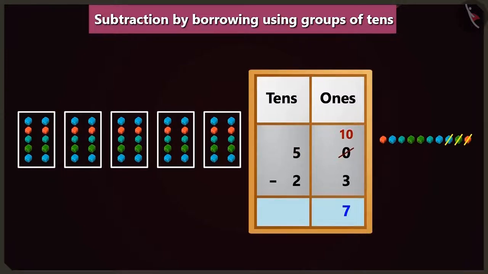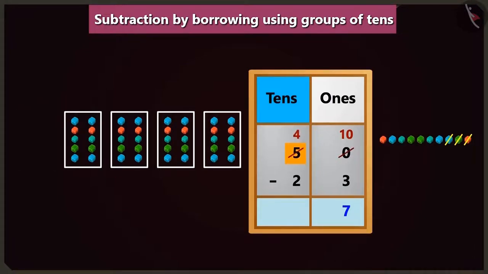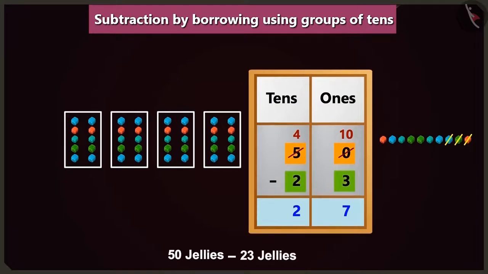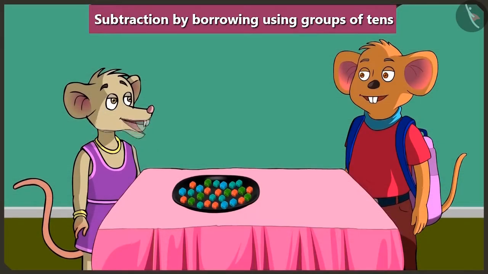So here if we subtract 1 ten from 5 tens in the box of tens, then it will be 4 tens. If we subtract 2 tens from 4 tens, then we will be left with 2 tens. Yes, so this way, if we subtract 23 jellies from 50 jellies, then you will be left with only 27 jellies. Yes, now I have understood it well. Thank you so much, Chuchu.